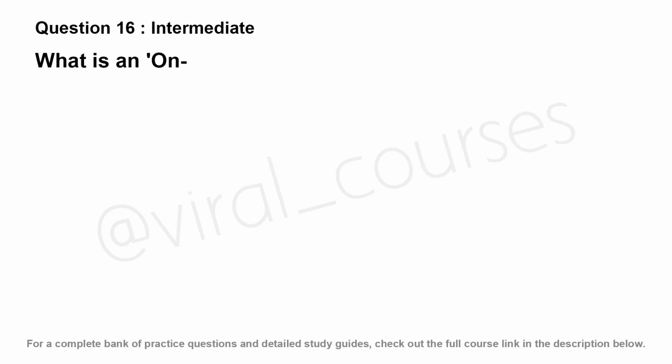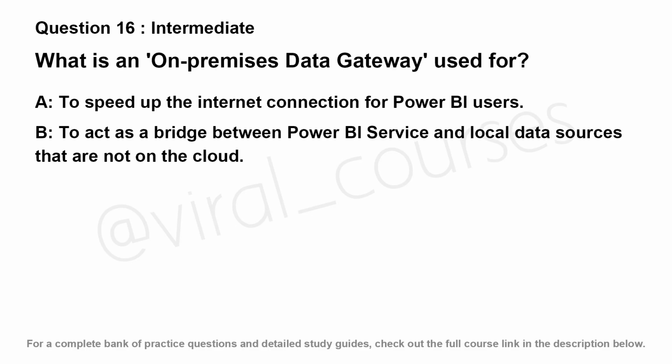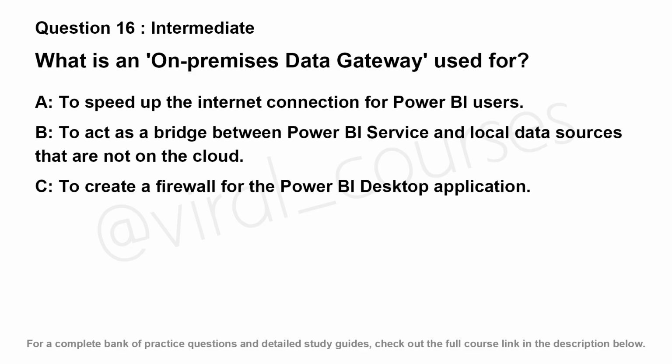What is an on-premises data gateway used for? Option A. To speed up the internet connection for Power BI users. Option B. To act as a bridge between Power BI service and local data sources that are not on the cloud. Option C. To create a firewall for the Power BI desktop application. Option D. To host the Power BI mobile app.